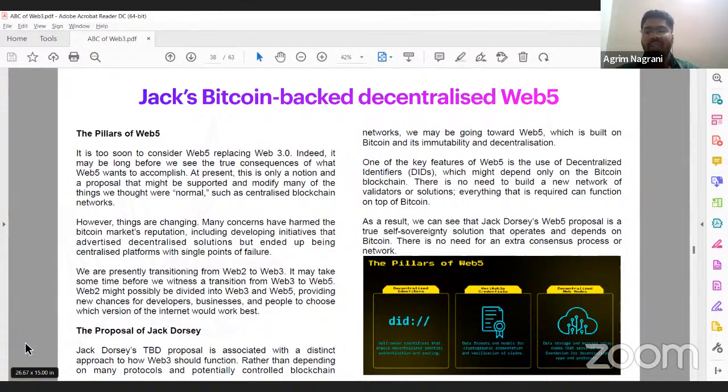So there is no need to build a new network, which various other companies are building, or require any other chain in the ecosystem. You can directly use everything present on Bitcoin, and a layer can be created on top of it, which directly carries the proposal of this Web5 space.